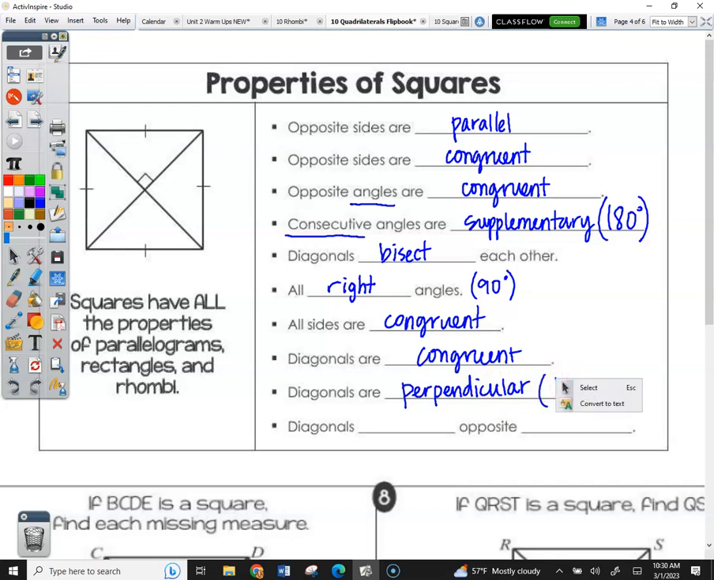What angle measure is associated with perpendicular? That's that upside down capital T. To remind you, that's the notation. What's the angle though? 90 degrees. Perpendicular means intersects at a 90-degree angle. And then the last property of a rhombus is that diagonals bisect the opposite angles. That property holds true in a square.